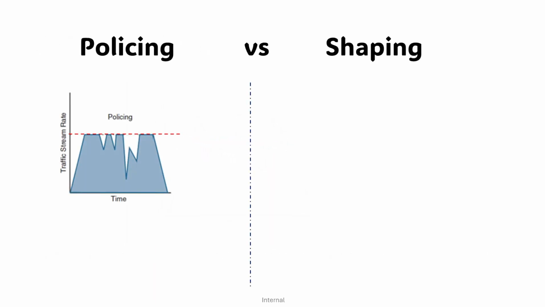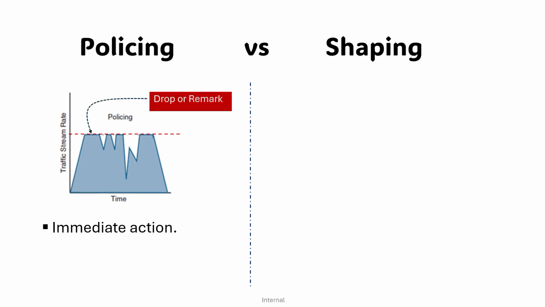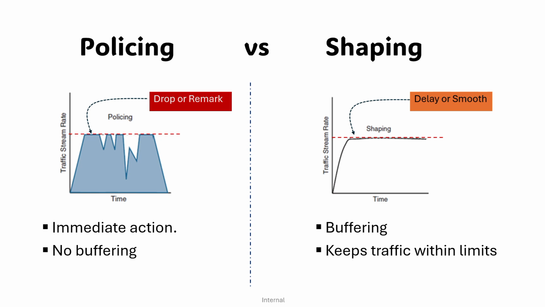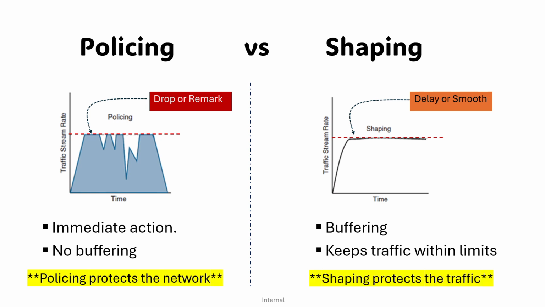Traffic policing makes an immediate decision. If traffic exceeds the defined rate, it drops the packet or remarks it to a lower priority. There is no buffering, and packets are handled instantly. And if you look at traffic shaping, it uses buffering. Instead of dropping packets, it delays them and smooths the traffic flow, and ensures traffic stays within the allowed rate. You can think of it this way: policing protects the network, whereas shaping protects the traffic.